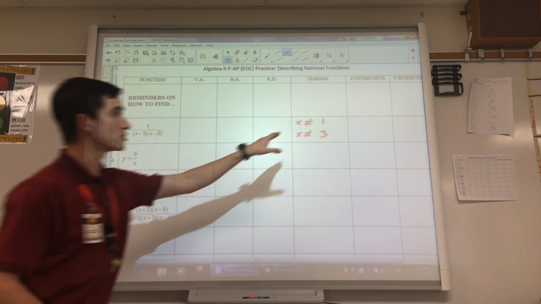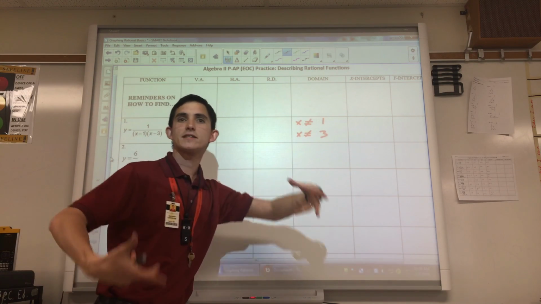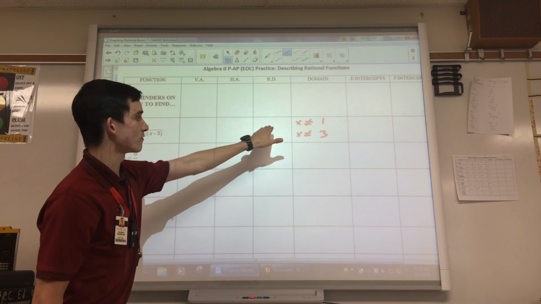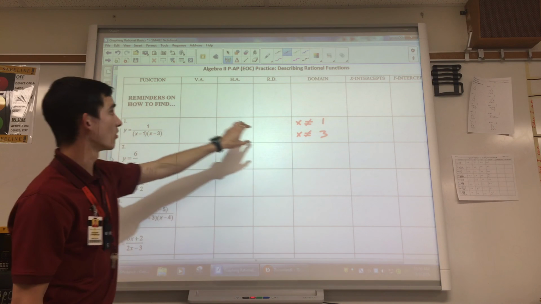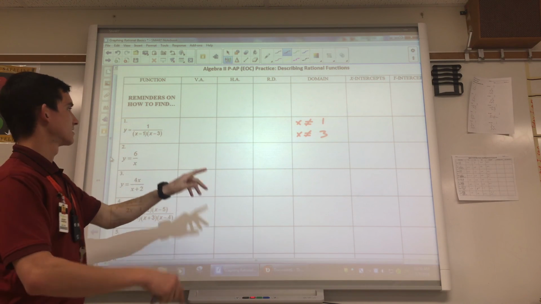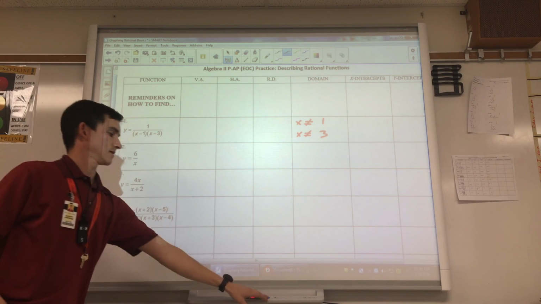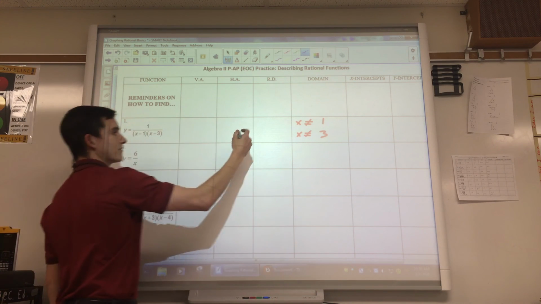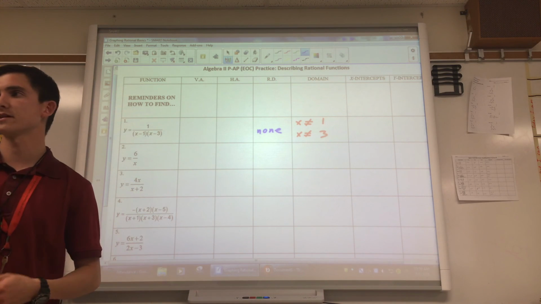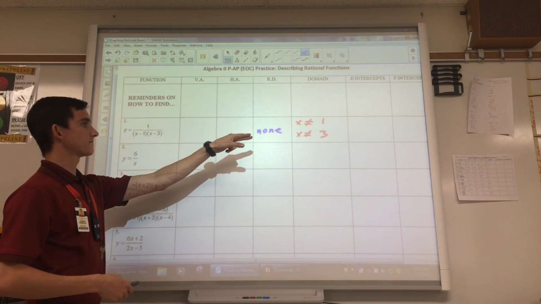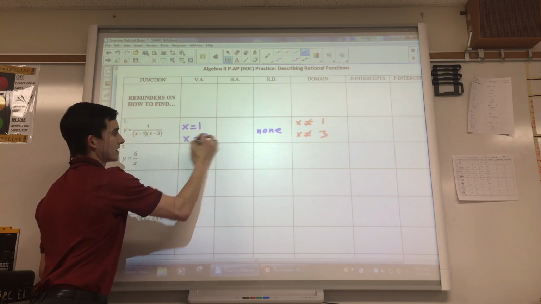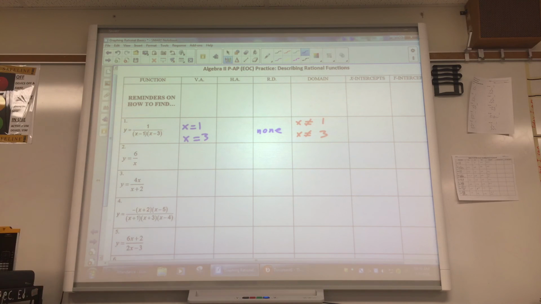So each one of these domain restrictions will express itself, right? It will visually show up on the graph as either a removable discontinuity or a vertical asymptote, right? So which is which? Does anything cancel? Nothing cancels up top, so you actually don't have any removable discontinuities. If something did cancel, you would have a removable discontinuity, right? So both of them, because they don't cancel, are locations of vertical asymptotes. You got it?